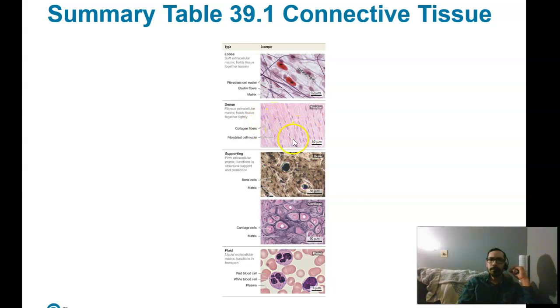So these would have a softer extracellular matrix. If you remember from lab, the tissue is made up of two components. There's a living component, which are the cells, and then there's the non-living component, the extracellular matrix. So for these first two connective tissues, that extracellular matrix is going to be softer. Okay?